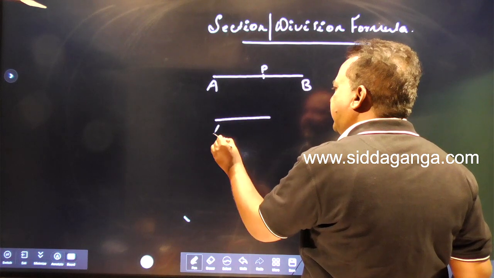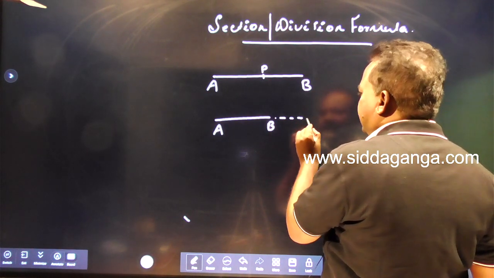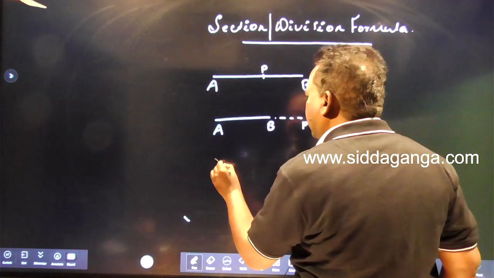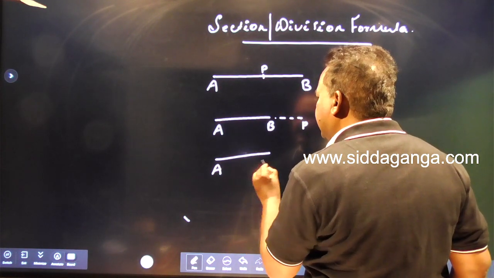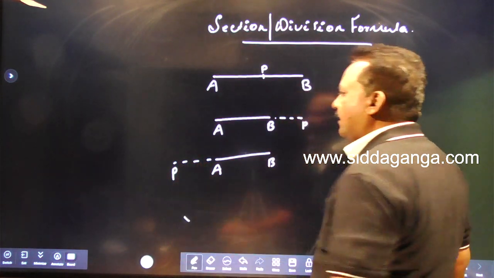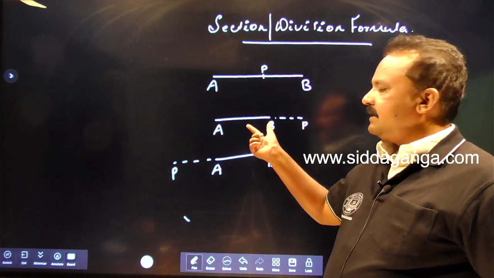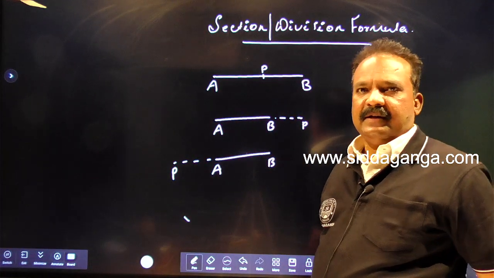Suppose if it is AB, then it may lie outside the point B or it may lie outside the point A, then this kind of division is called external division. So this is internal division and this is external division.